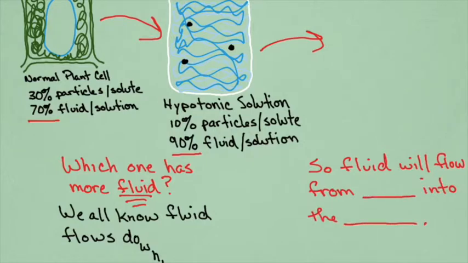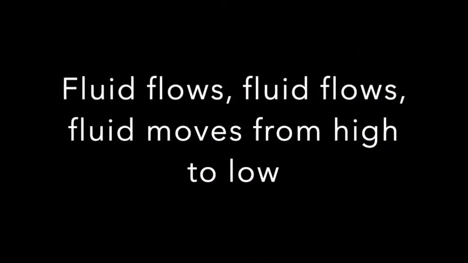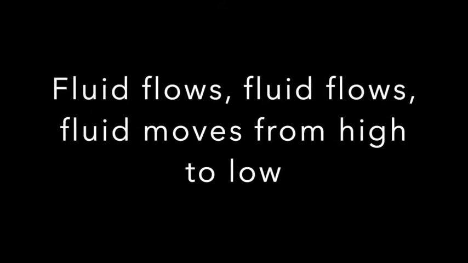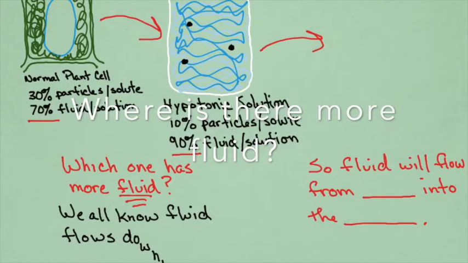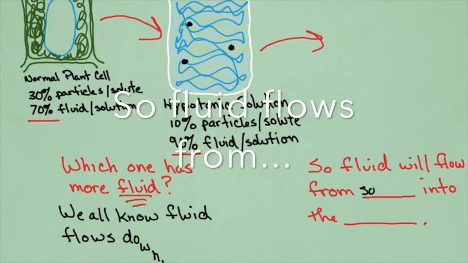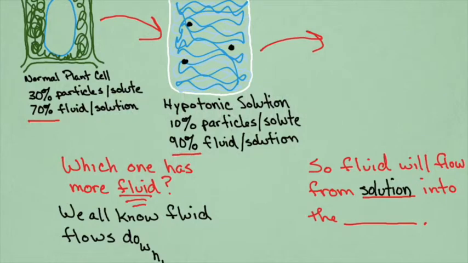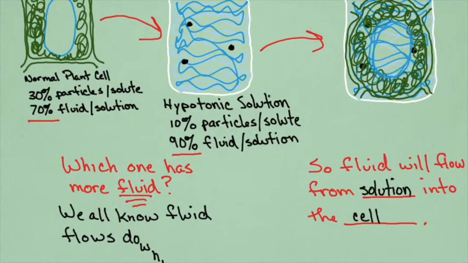Well, downhill would be flowing, fluid moves from high to low. The solution, right, the beaker, into the cell. So what will the cell then look like if more fluid begins to flow into it? Well, it'll start to swell up like a big balloon, and eventually, if it continues, it will burst.